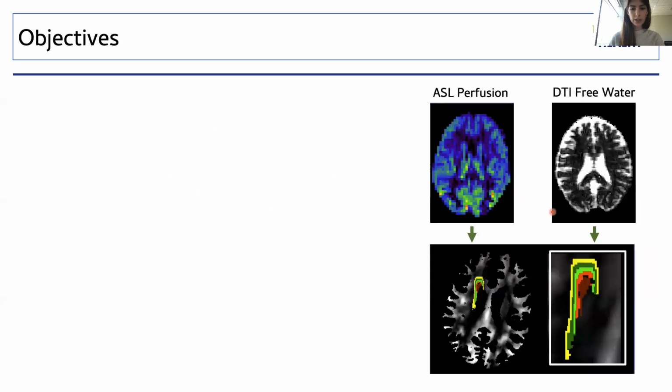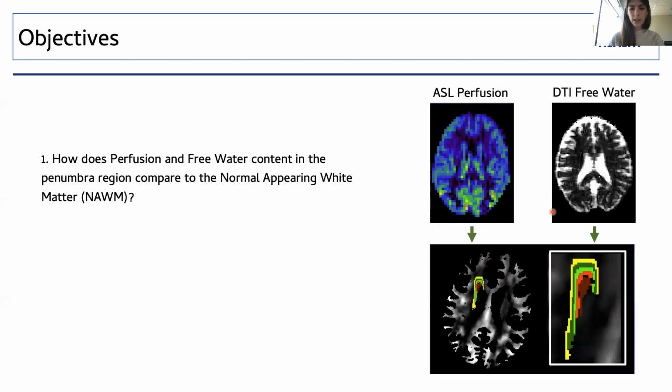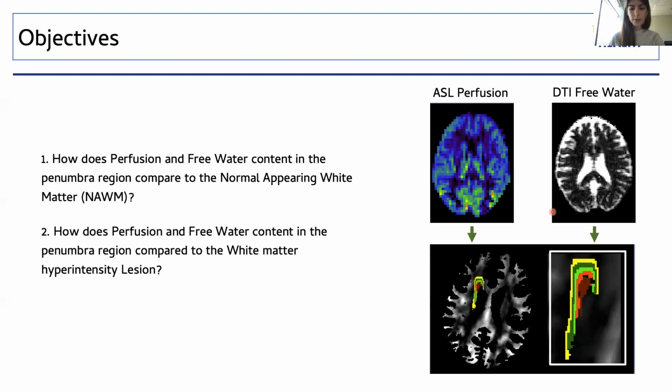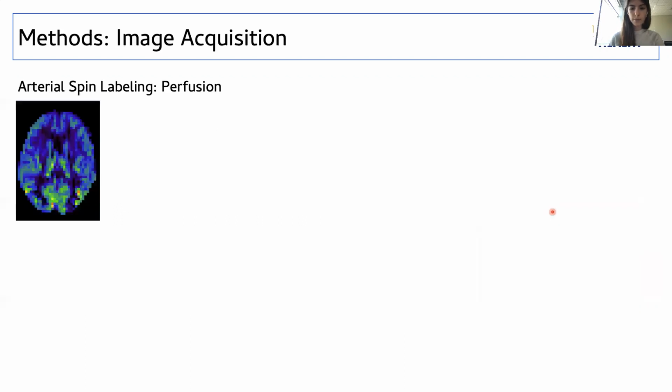So we asked the following questions. The first was how perfusion and free water content in the penumbra region compares to the normal appearing white matter. Then we asked how these biomarkers changed in the lesion core compared to the penumbra.